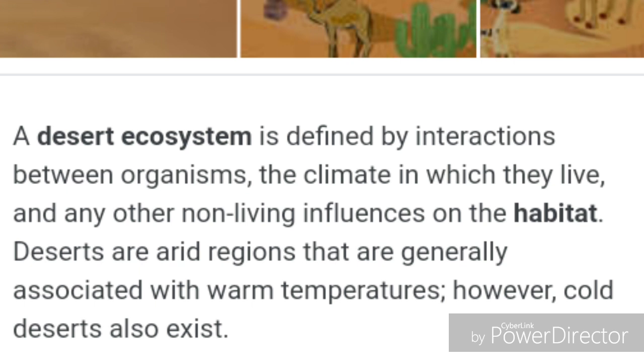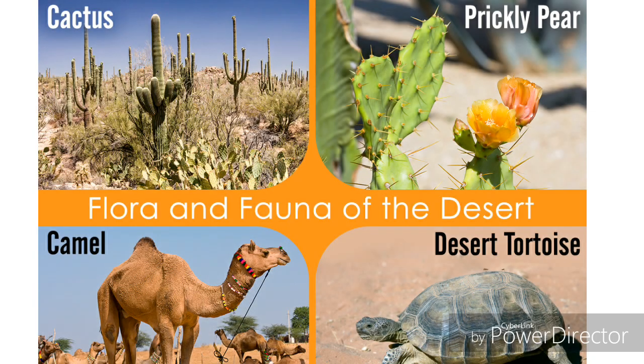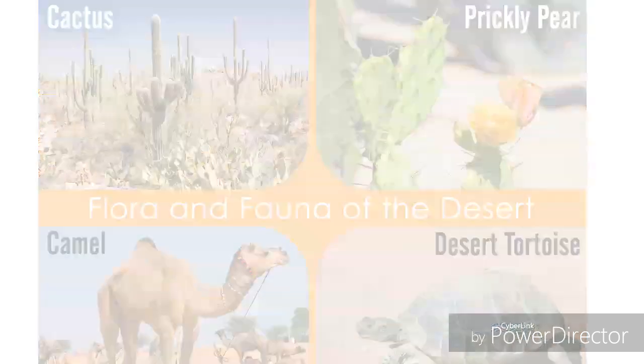A desert ecosystem is defined by the interactions between organisms, the climate in which they live, and any other non-living influences on the habitat. Deserts are arid regions, that is, dry regions, that are generally associated with warm temperatures. However, in some deserts, in winter time, extreme low temperatures will be there. In this picture, you can observe some desert organisms: camel, desert tortoise, cactus, prickly pear. All these are desert organisms.